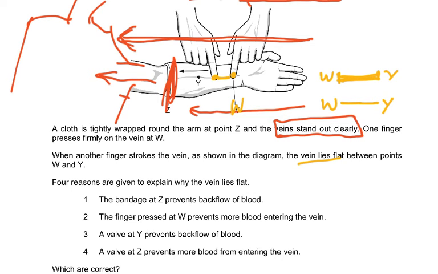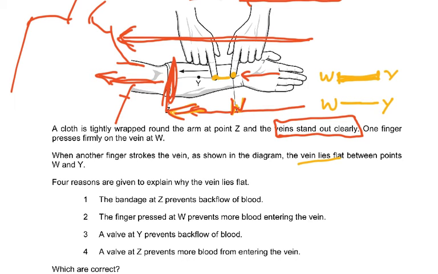The bandage at Z prevents backflow. It's not going to prevent backflow. The blood will just pile up here. It's going to circulate, so it will just not come back. So the bandage at Z doesn't prevent backflow of blood. Blood doesn't flow back in the veins. Then, the finger pressed at W prevents more blood entering. Yes, this is what is happening. There won't be any blood entering from this side. Why? Because you're pressing on W.